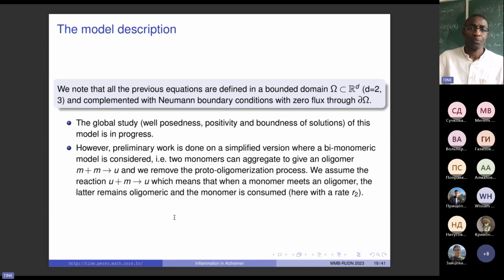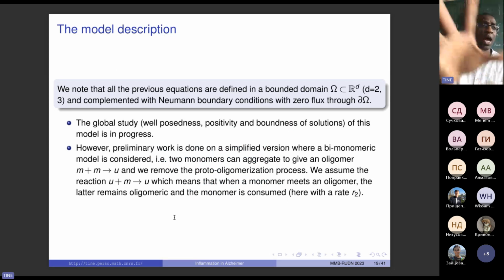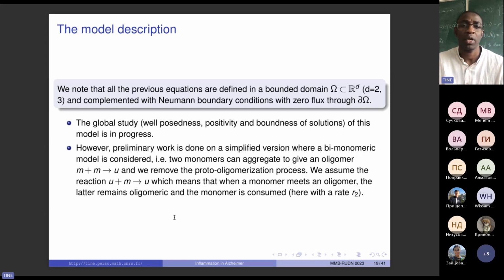So we have a general model for the scheme that we design. We note that, of course, everything I said about the equations is given in 2D. At first, we work in 2D and add Neumann boundary conditions. So the global study, like the well-posedness and the boundedness of the model, is in progress. It is a work in progress. However, preliminary work is done on a simplified version.